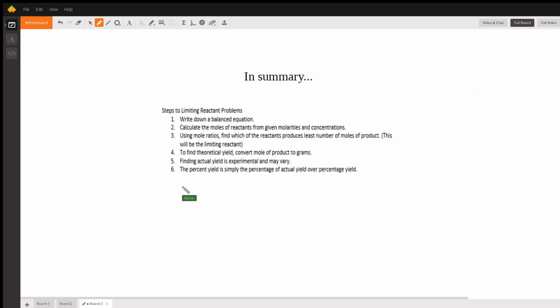So in summary, to solve limiting reactant problems, we write a balanced equation. We find the moles of reactants from the given molarities and volumes in the problem. Using mole ratios, we find which one produces the least amount of moles of the product. This will be the limiting reactant. Theoretical yield, just convert moles of product to grams. Actual yield is experimental and may vary. And the percentage yield is simply the actual yield over the theoretical yield times 100.